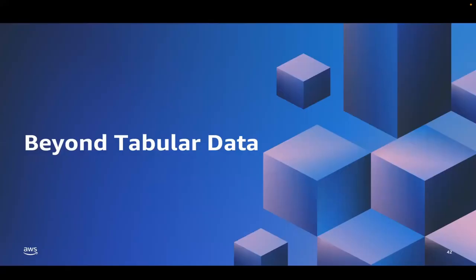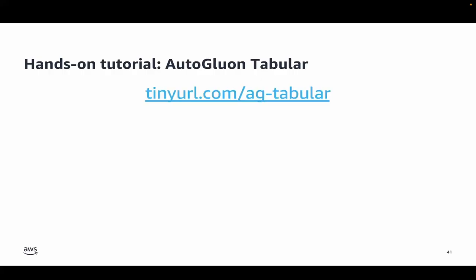Okay, so we only have a couple of minutes left, so just a very few main points I want to say. What we have seen so far is mostly related to tabular machine learning problems, such as regression and classification, but there are also other types of problems that AutoGluon supports. Two main classes are multimodal problems and time series problems.